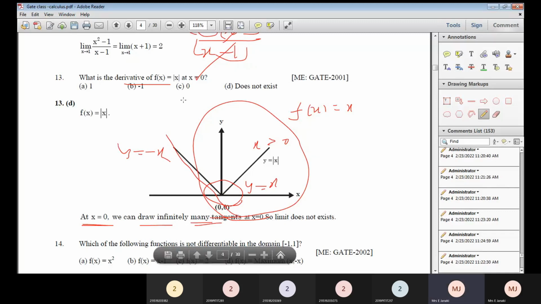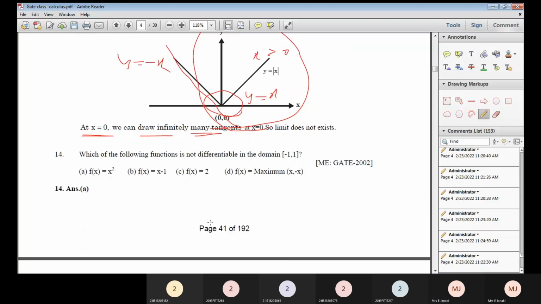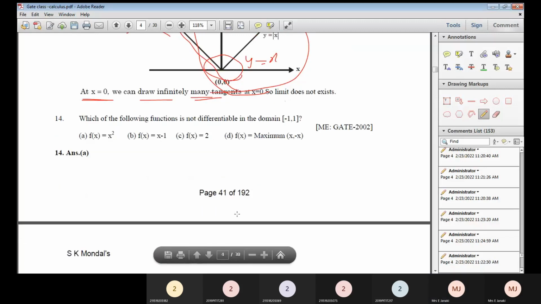The problem is whether the derivative exists or not. So the derivative does not exist at the particular point. Next, which of the following functions is not differentiable in the domain minus 1, 1?